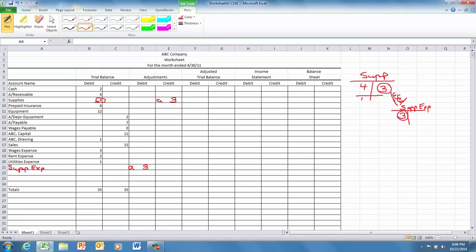The next thing we're told is that the insurance policy in prepaid insurance is good. It was for 6 months. So here I have prepaid insurance, and there's $6 in it, and I know that it is for 6 months. So if I take $6 and divide it by 6 months, then I see that I used $1 for 1 month.